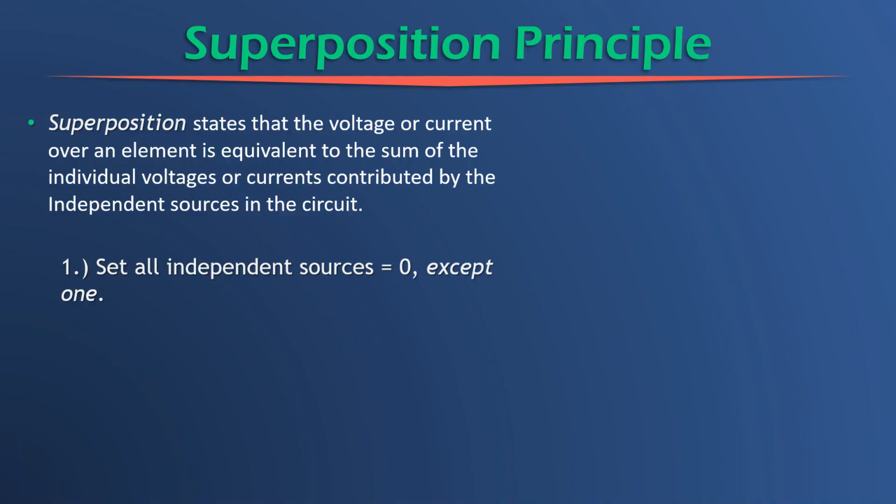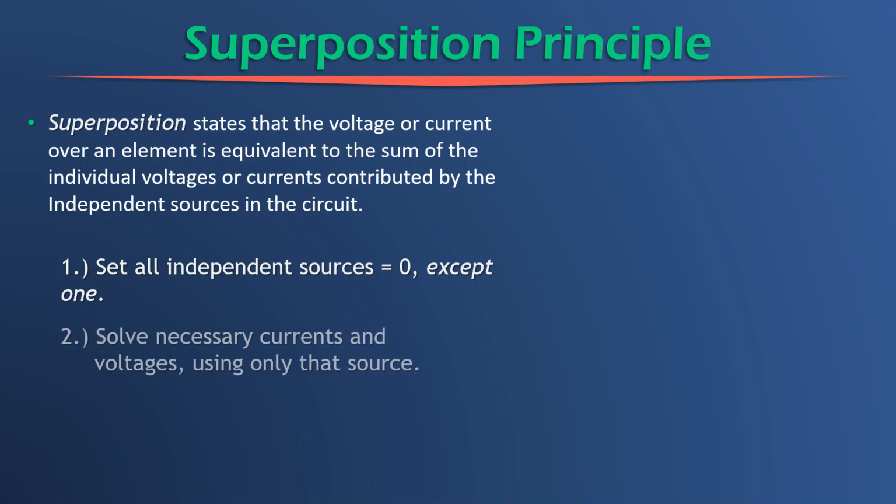When we say set them equal to 0, you'll remember that deactivating a voltage source means you replace it with a short circuit which has a voltage value of 0. Deactivating a current source implies you replace it with an open circuit which has a current value of 0 amps.